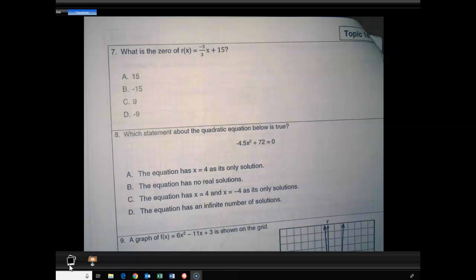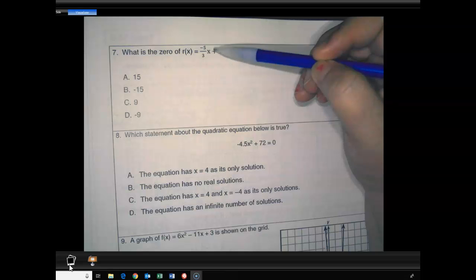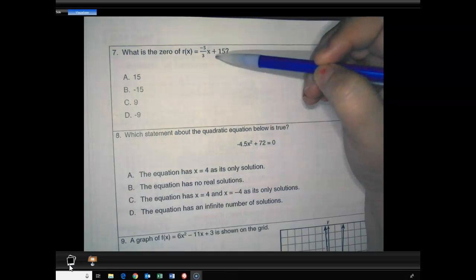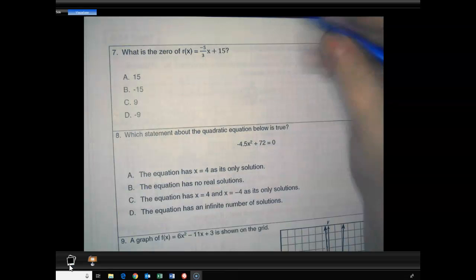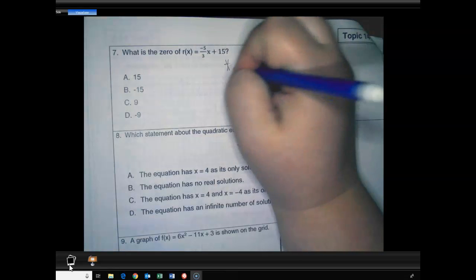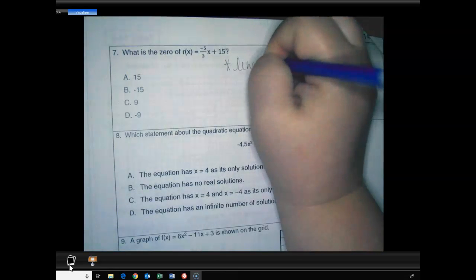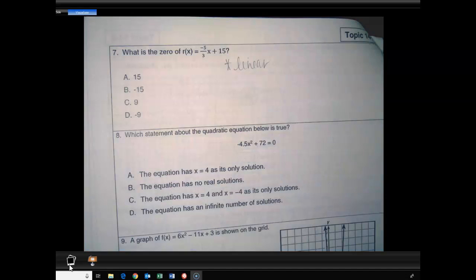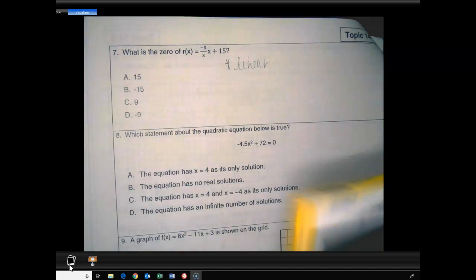All right, but this one's different. There's not an x squared in it. You see it's just negative 5x plus 15. That's because it's linear. The question is, am I still going to have an x-intercept when it's linear? And the answer is yeah, we still will.